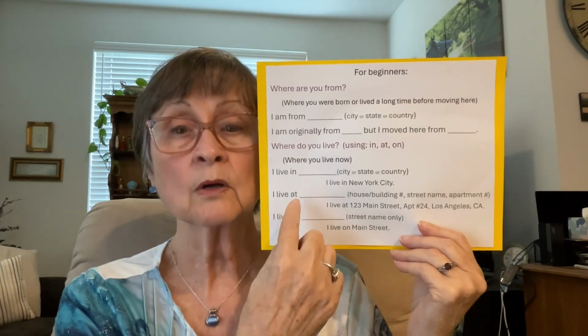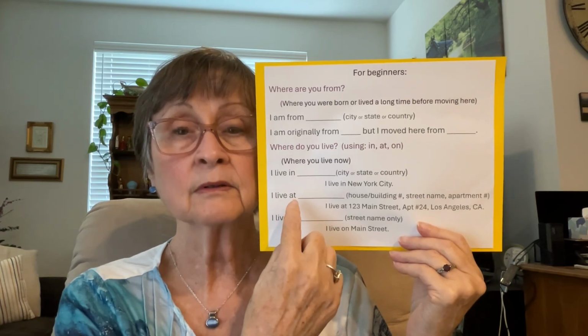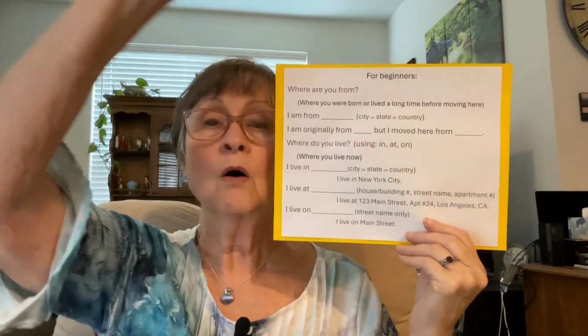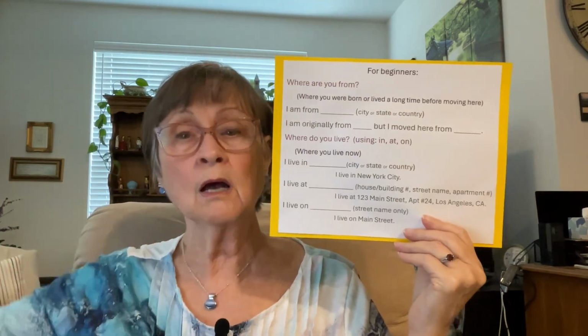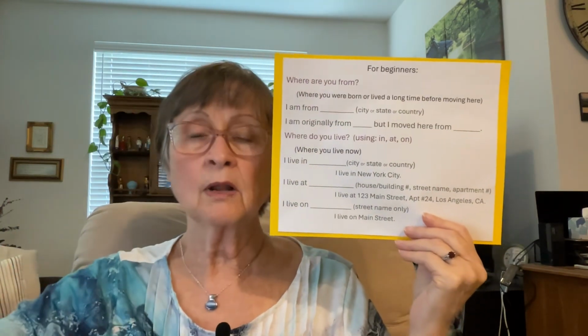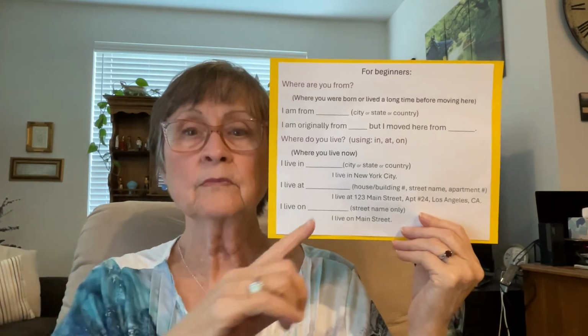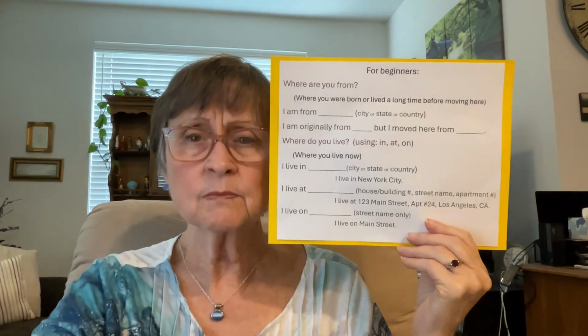This is the one that tells exactly where I live. This tells in the whole big state or the whole big city or the whole big country. So it's very general. I live in there somewhere. I live at, very specific. I live on just a street, somewhere on that street.